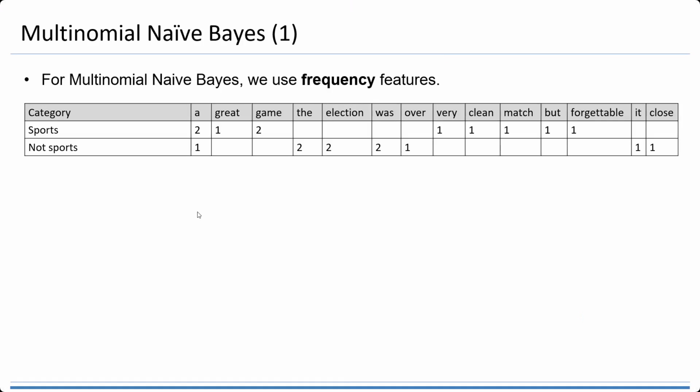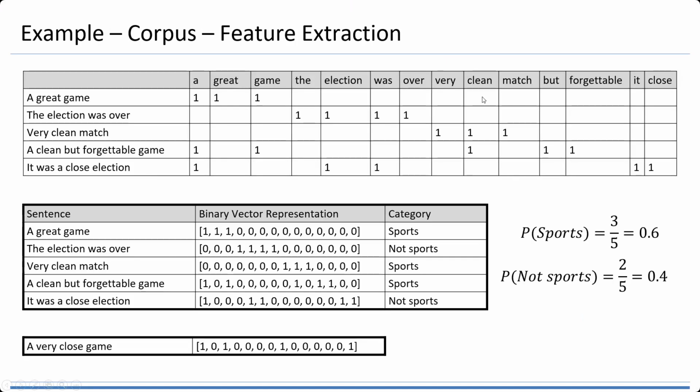For the multinomial naive Bayes, we use the frequency, which means how many times a word appears in the feature. So we make the categories, which are sports and not sports. If the category is sports, there are two of one word, there are two of the word "game", and so on. How can we get this? It is from the features that we extracted. "A great game" is sports. "The election was over" is not sports. "Very clean match" is sports.